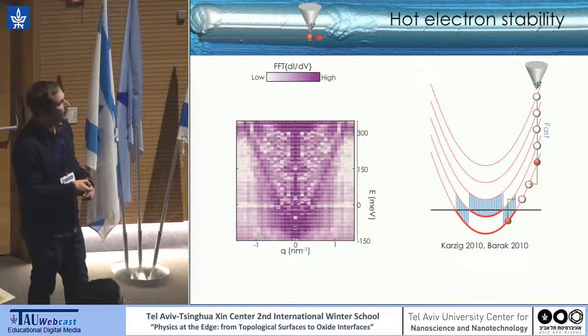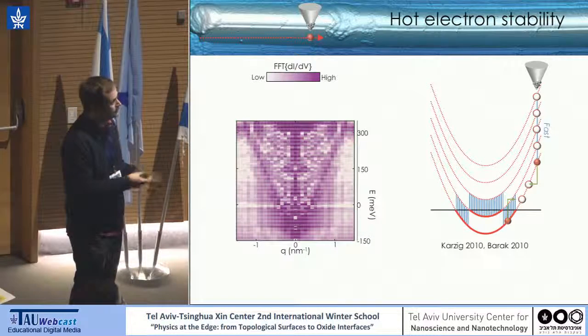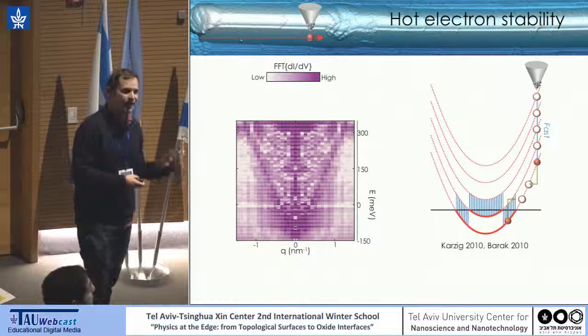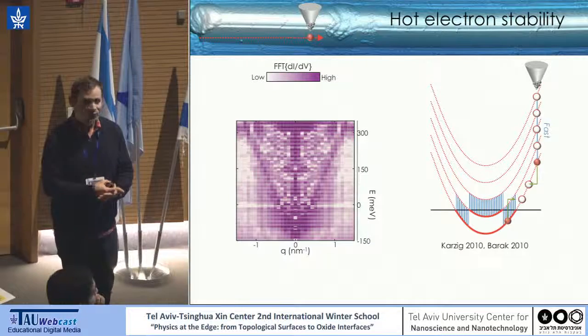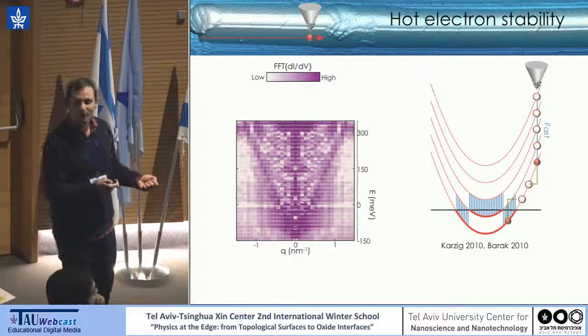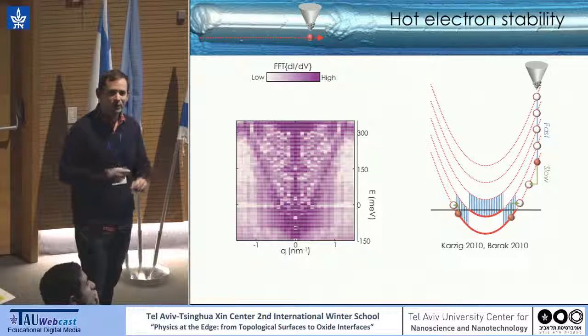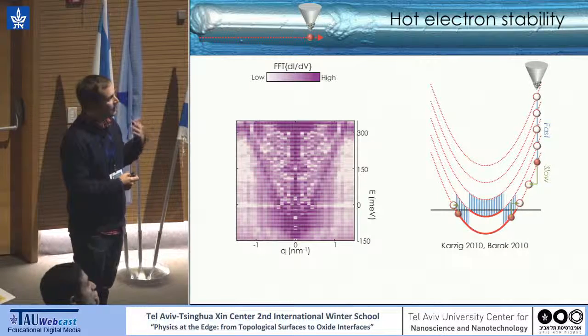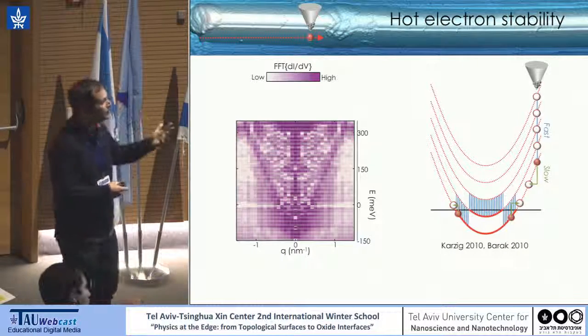This was analyzed by Karzig following an experiment by Barak in a different system. Basically, because of the parabolic dispersion of these bands, you cannot satisfy both energy and momentum conservation simultaneously by solely a two-body process. So instead, you excite two electron-hole pairs. You split your energy between them such that the momentum will also be conserved. So this is a three-body process with a very restrictive phase space for particles to participate in.